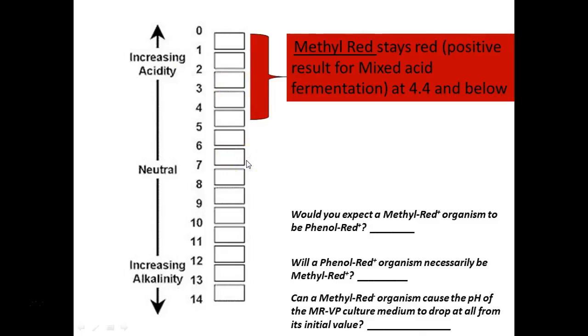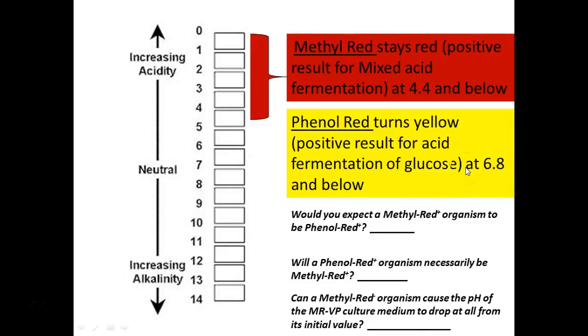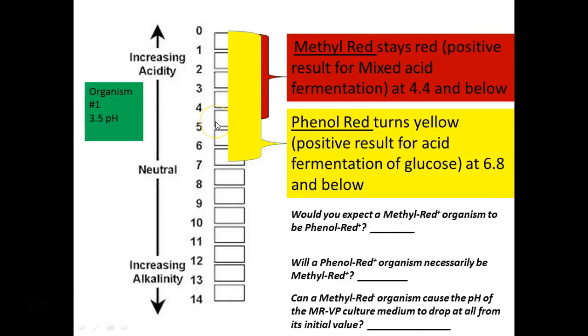What about for phenol red? Is it the same range? No. What color does phenol red, that pH indicator, turn when you have acidic products produced? 6.2 and 6.8 and below. So from here down. The question asks, would you suspect a methyl red positive organism to be phenol red positive? Yeah, see, these two overlap. If it's anywhere here and below, it's also going to turn yellow. So say we tested the pH and it's 3.5. That's going to be positive for methyl red and phenol red acid production. Make sense? So the answer to that one is yes.